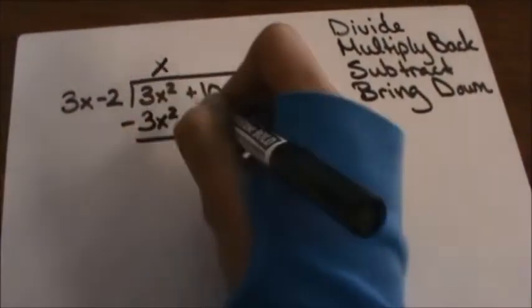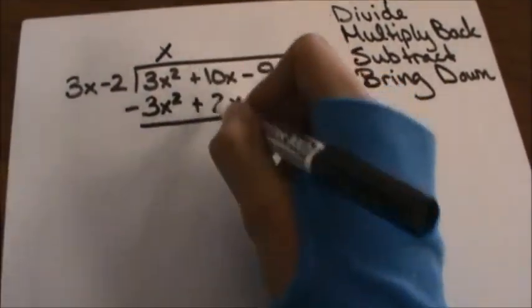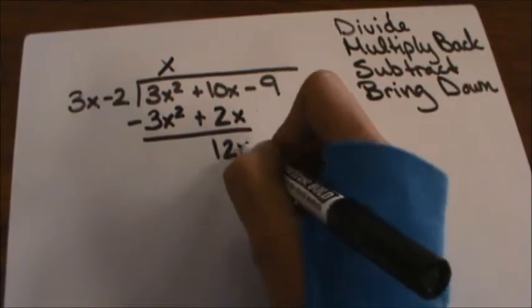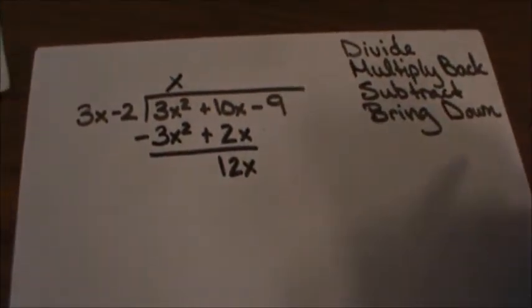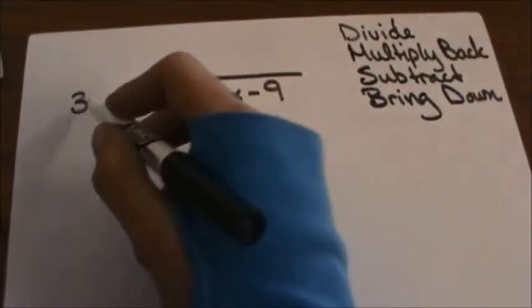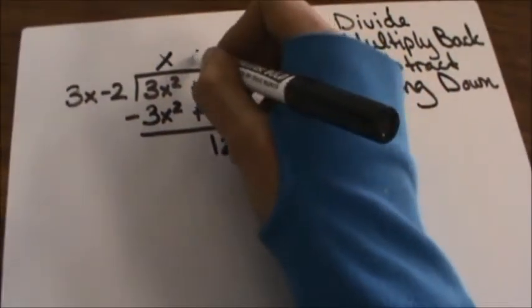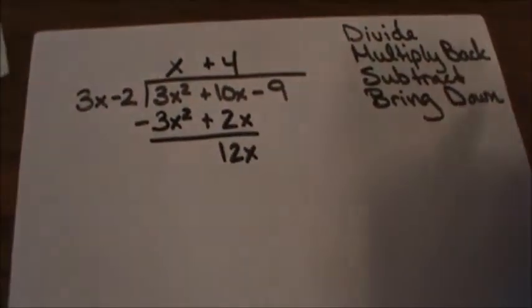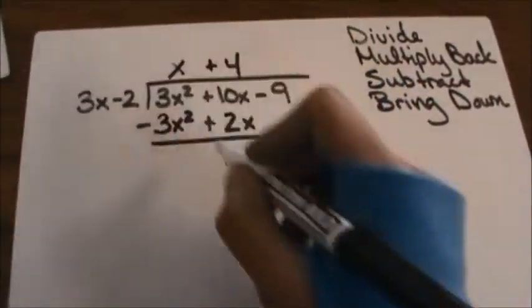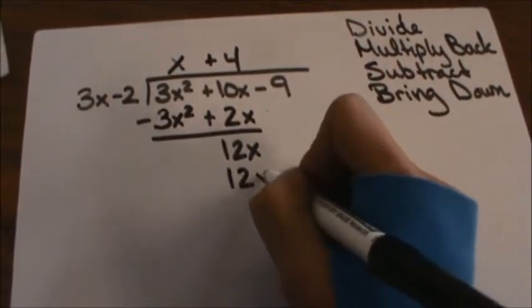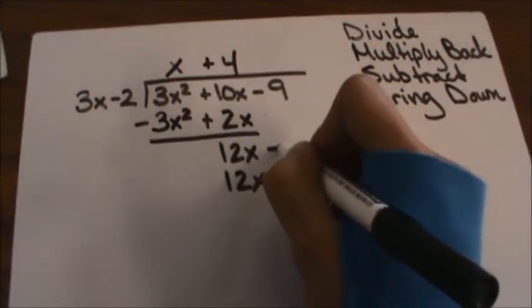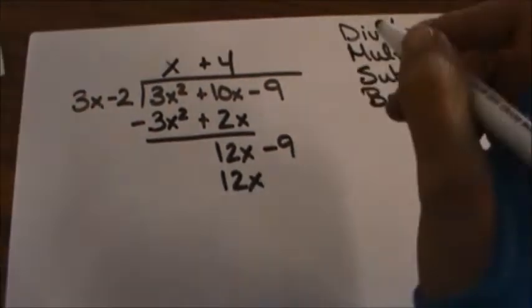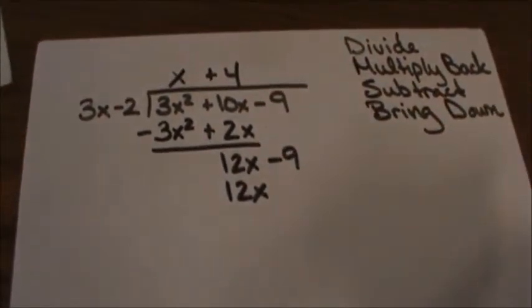Subtract. This is 0, this will be 12x. Divide. 3x divided by 12x should be 4. Multiply back. 4 times 3x is 12x. Ooh, I forgot the bring down step. Luckily I could still do that at this point.